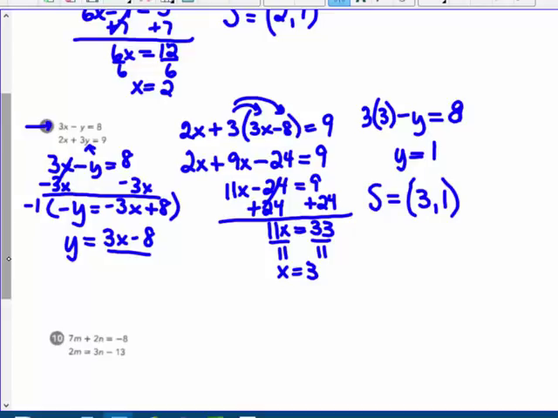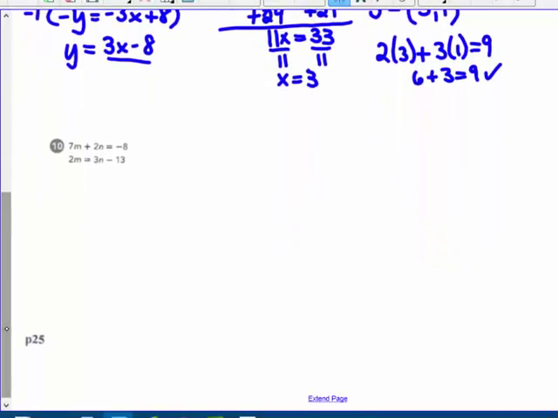Well, let me be sure. I'm going to put it into the second equation. 2 times 3 plus 3 times 1 equals 9. 6 plus 3, yep, 6 plus 3 is 9. So that does check. So my solution is (3, 1). Number 10.